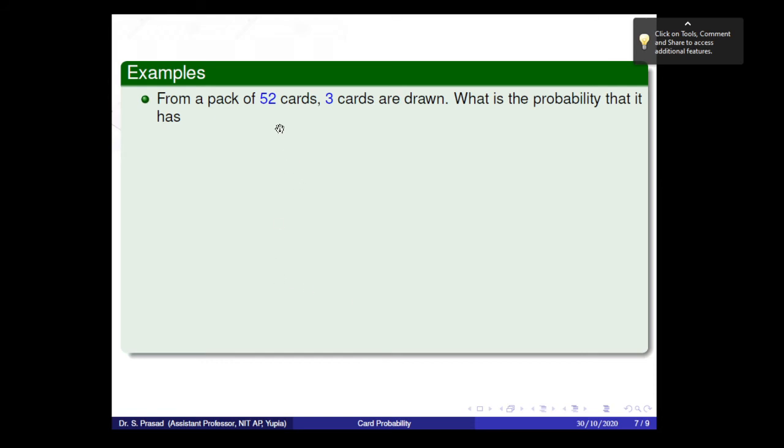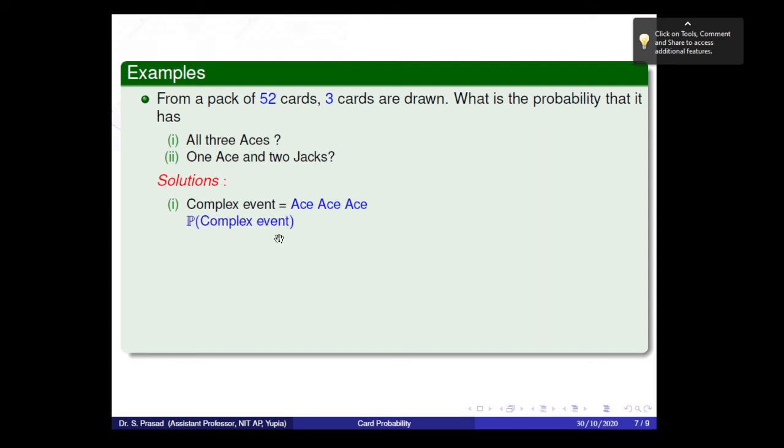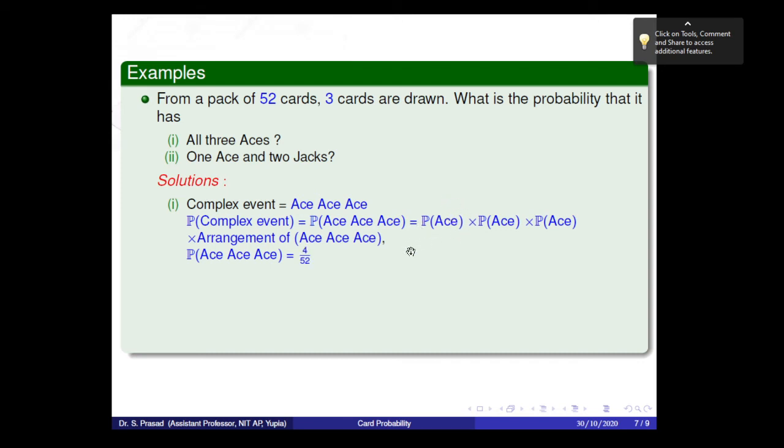From a pack of 52 cards, 3 cards are drawn. What is the probability that it has all three aces, one ace and two jacks? Now the complex event is ace, ace, ace. Therefore, the probability of ace into the probability of ace into the probability of ace into the arrangement of ace, ace, ace. The probability of ace here is 4 by 52.